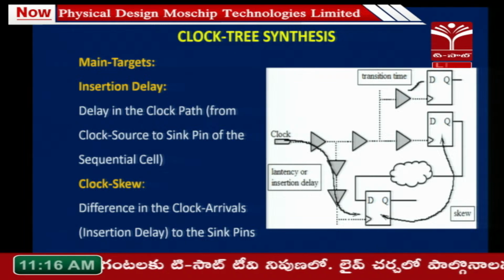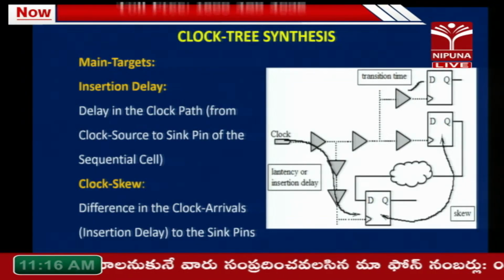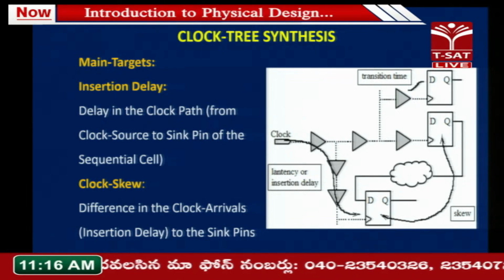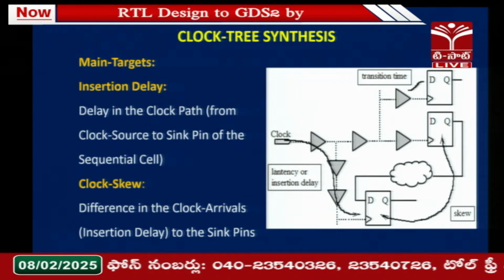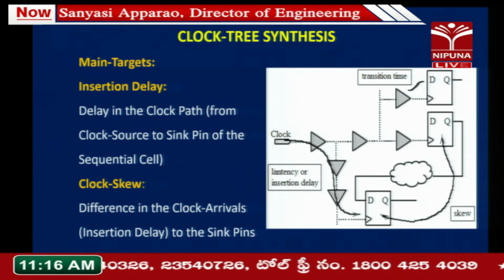Okay. First is insertion delay. What is insertion delay? The delay from the clock source to the CK pin of any sequential cell. It is called clock insertion delay or clock latency. Every sequential cell has an insertion delay, nothing but latency. The main target is that we should build the clock tree in such a way that we see the best possible insertion delay, meaning least possible insertion delay. That is one of the important targets of clock tree synthesis. Without any transition violations, we should meet this insertion delay target.